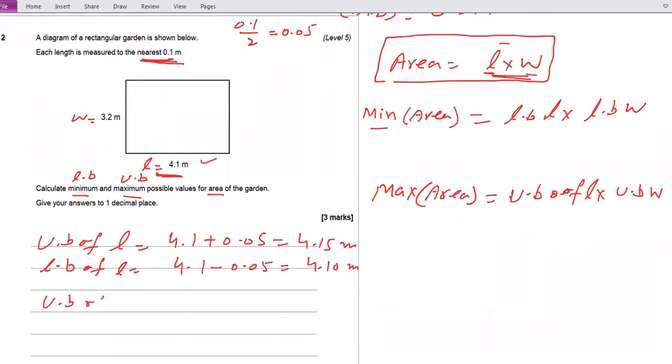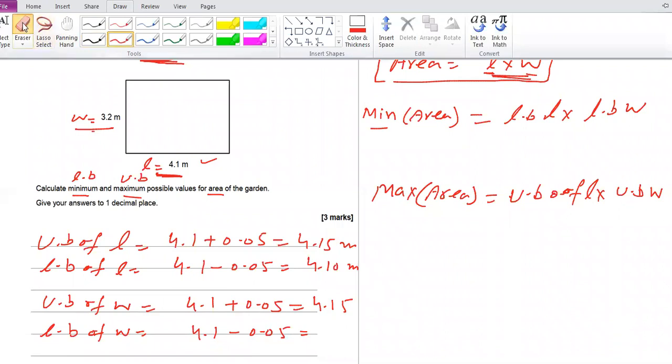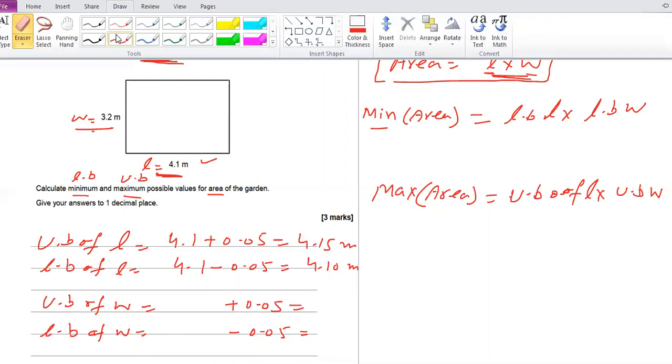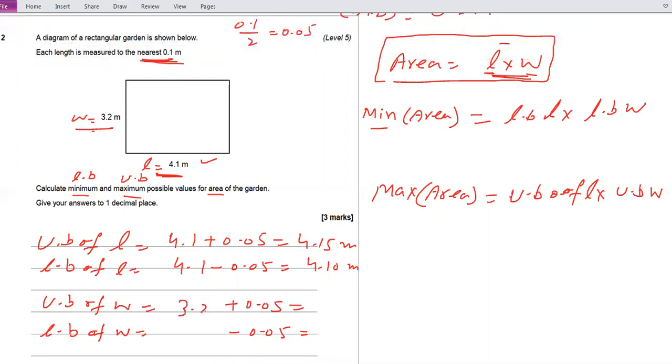In the same way, find the upper bound and lower bound of W. Now what is the upper bound of W? In the width you will add half of the degree of accuracy. And what will be the lower bound of W? Sorry, W is different. W is 3.2. So it should be 3.2. Please always mention if I make any mistake. It is 3.2, so the upper bound will become 3.25. And 3.2 minus 0.05 will be 3.15.